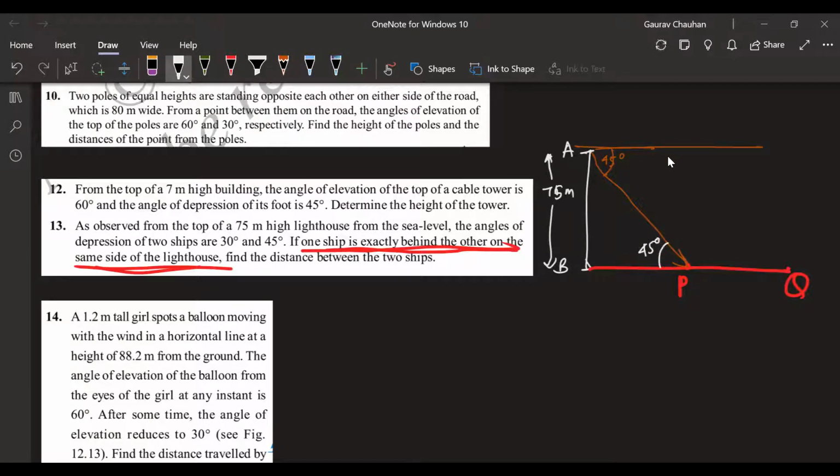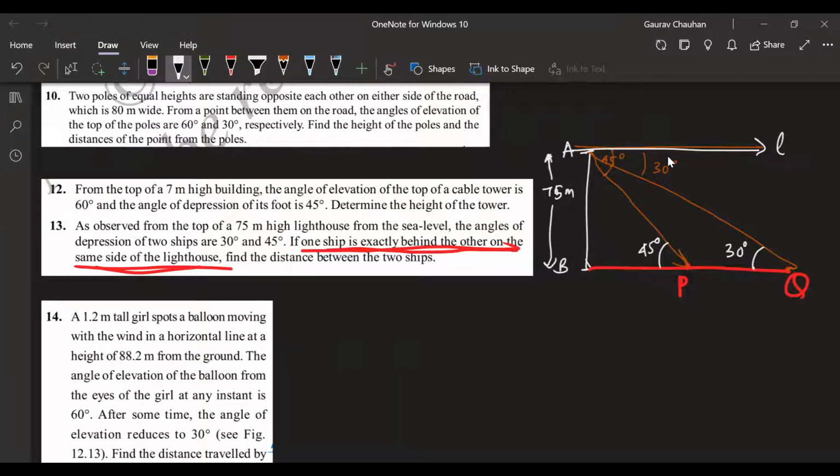Why will it end up being 45 degree? Because these 2 lines are parallel. This line L and this line BP are parallel, so alternate interior angles are formed here. Okay, the next ship is at Q. I look at Q from A. This is my line of sight. My horizontal is again the same L. So the angle here is 30 degrees. The further ship is 30 degree here. So my angle here also becomes 30 degrees because of alternate interior angles.